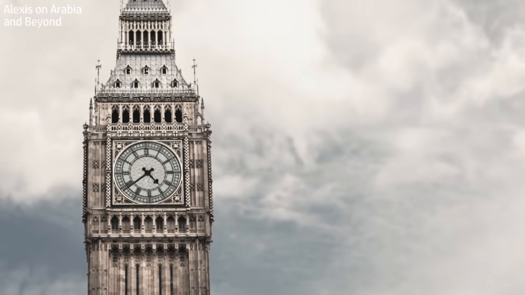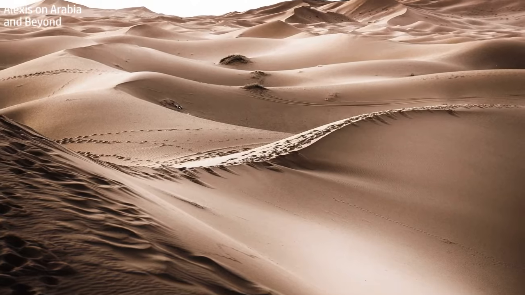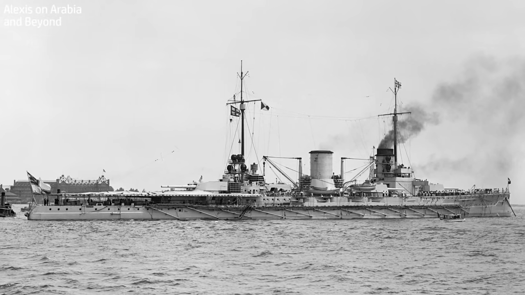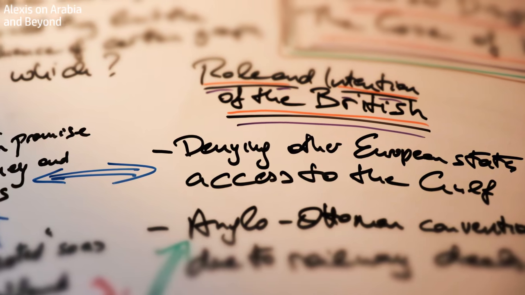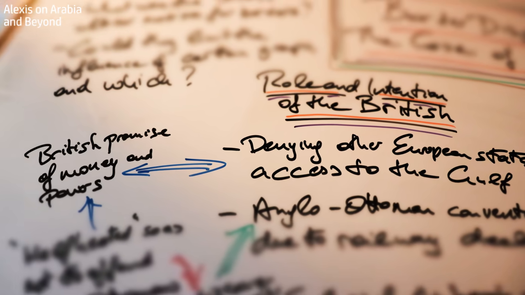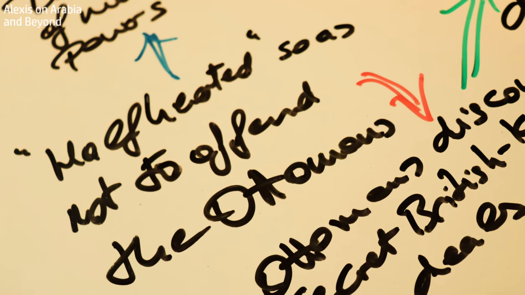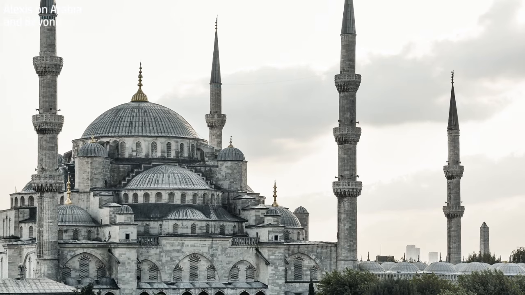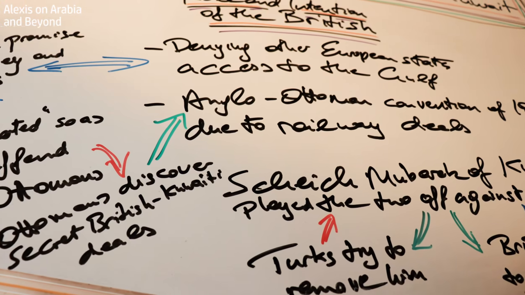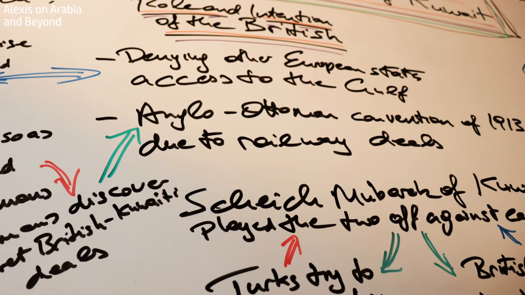Let us now speak about the role and intention of the British when they started creating borders in the region. The first aim was to deny other European countries like Germany and Russia access to the Gulf. The British promised money and powers to the Sheikh of Kuwait, but these were half-hearted so as to not offend the Ottomans. The Ottomans would then discover these secret British-Kuwaiti deals, which led to the Anglo-Ottoman Convention of 1913 and to railway deals.